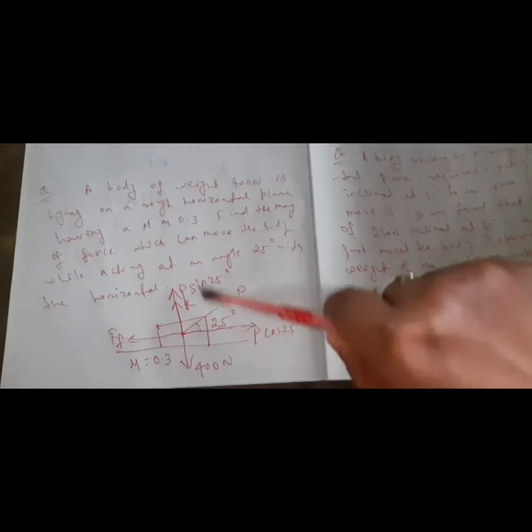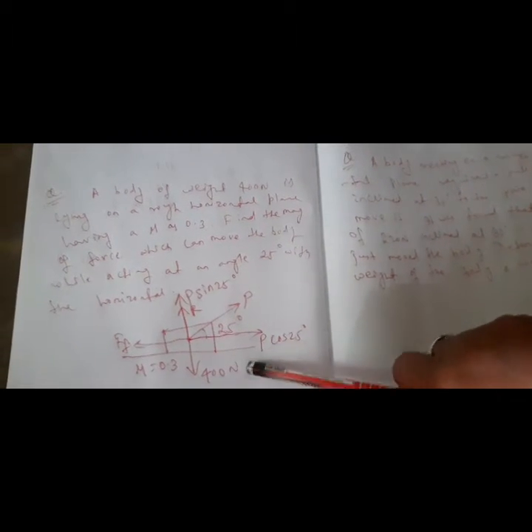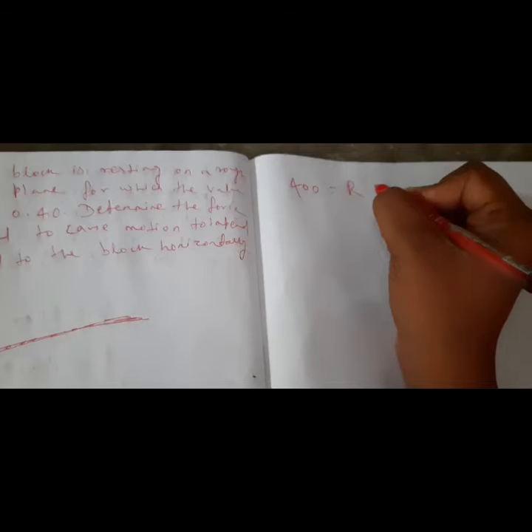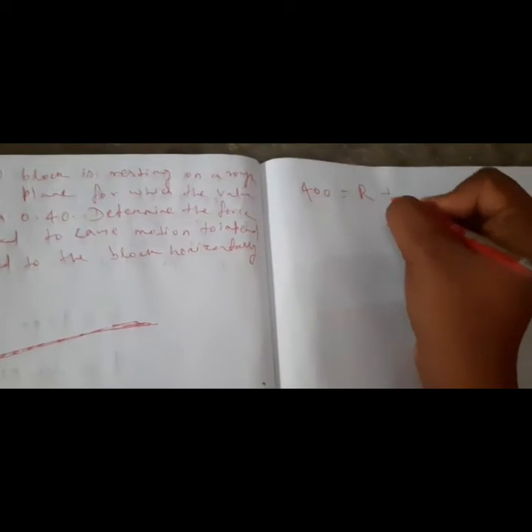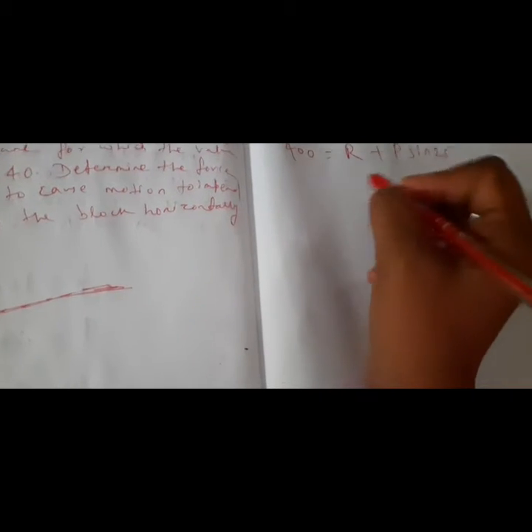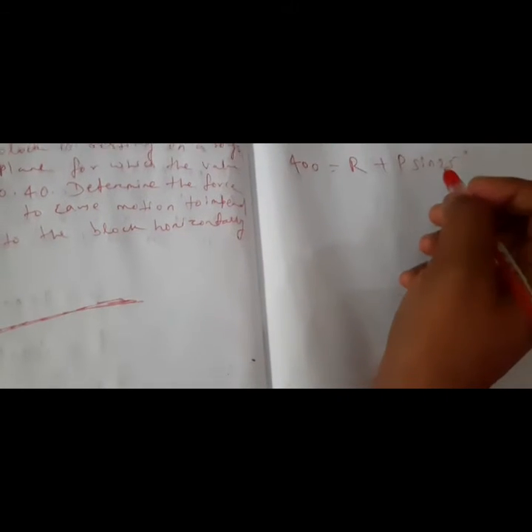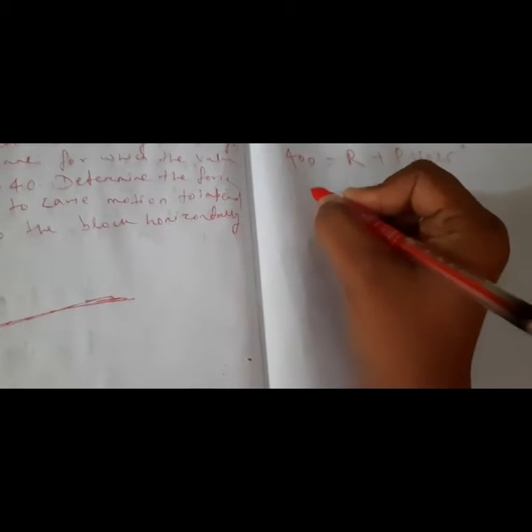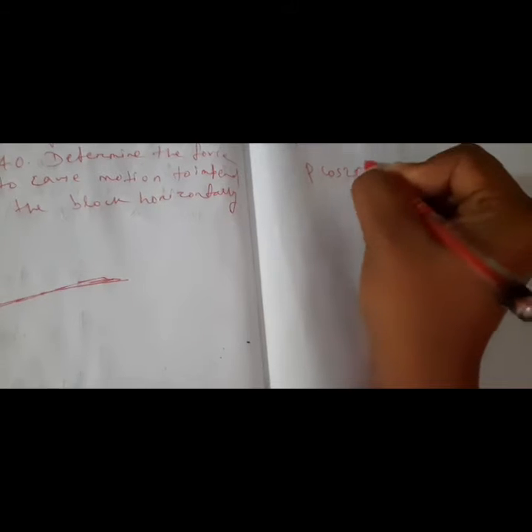Now you can see the horizontal and vertical forces. So we will balance the forces. First the vertical force: weight is acting downward and the other two forces are acting upward. So the downward force will be balanced by the upward force. So 400 equal to R plus P sin 25 degree. Similarly, we will balance the horizontal force. So P cos 25 degree equal to frictional force.